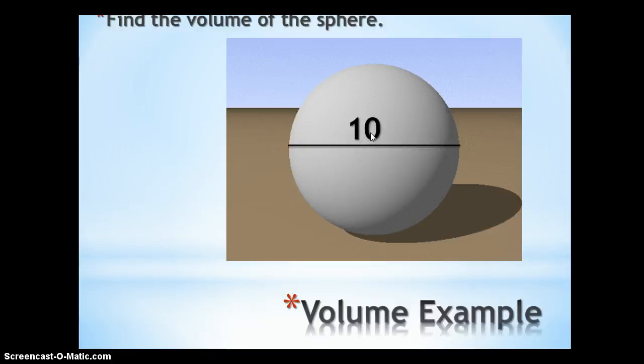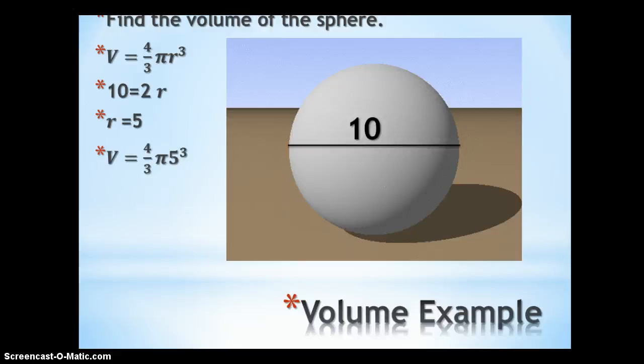Let's recall the formula for volume, which is 4/3 pi r cubed. So then we just have to find the radius, which I just did. The radius is 5. Plug in your givens. So you have volume equals 4/3 pi times 5 cubed. 5 cubed is 125. So then we have 4/3 pi times 125. Simplified, that is 500 over 3 times pi.